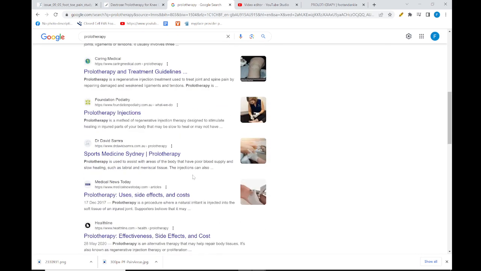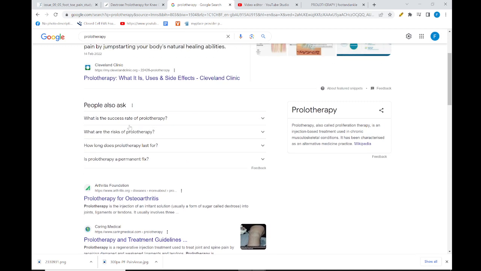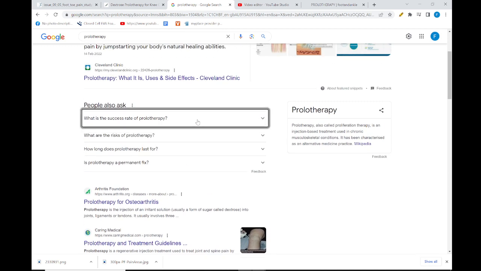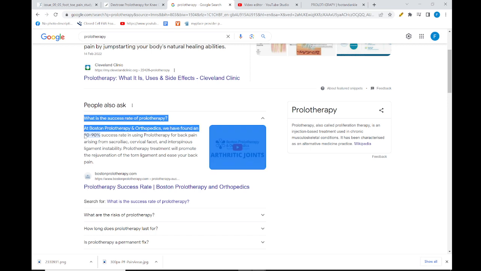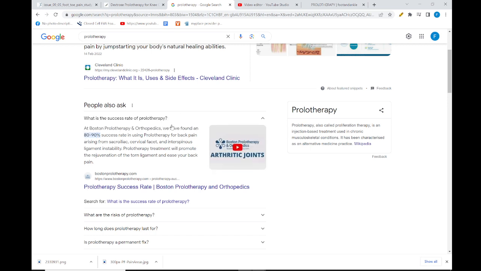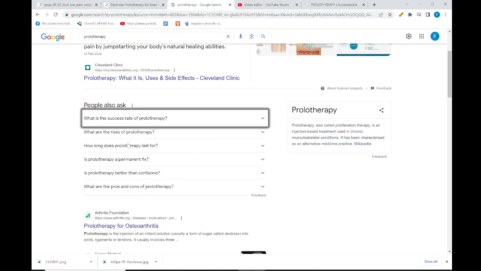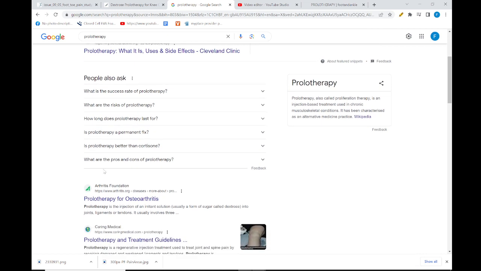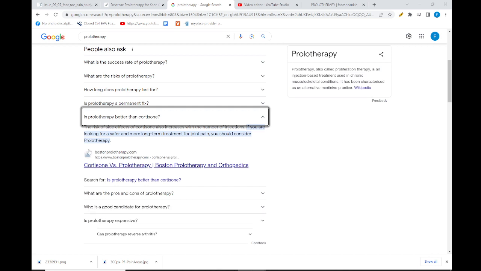So just some of the information that you get here: what is the success rate of prolotherapy? Some have mentioned an 80 to 90% success rate, but that all depends on where you're injecting, how much you're injecting, and the number of injections. Is prolotherapy better than cortisone? The risk of side effects of cortisone also increases with the number of injections. If you're looking for a safer or more long-term treatment for joint pain, you should consider prolotherapy.